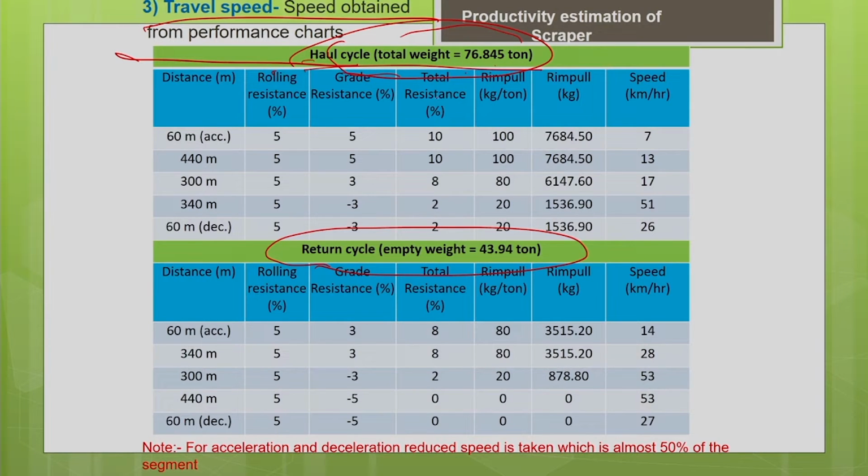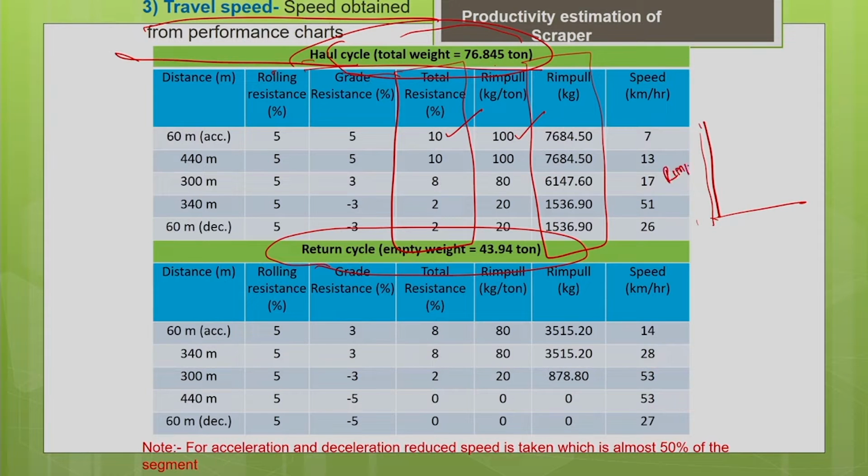You have already calculated your total resistance in both percentage as well as in kg per ton. We have already determined that in the earlier slide. Now, using the performance chart, hope you remember it, either I can use the total resistance percentage, or I can use the rim pull value. In the left hand side of the performance chart you have the rim pull, and in the right hand side you have the total resistance in percentage. In the x axis you have the speed. Based upon your different gear curves, we have discussed this already, based upon your total resistance, you have to find the speed of the machine from the performance chart.